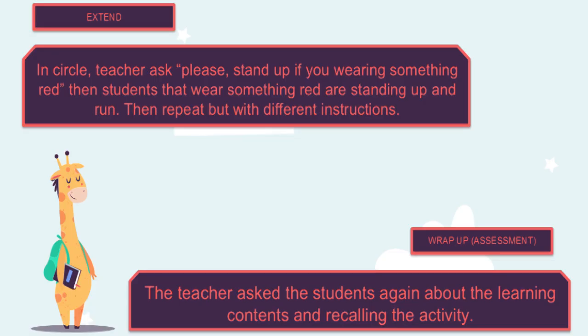For wrap up or assessment, the teacher asks the students again about the learning content and recalls the activity. For example, the teacher asks the students what colors have been found in the classroom.